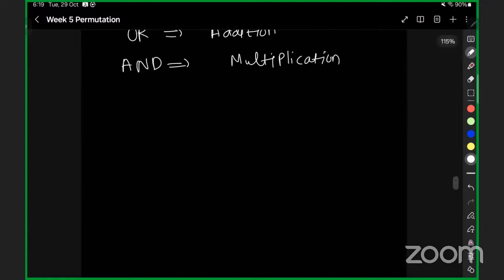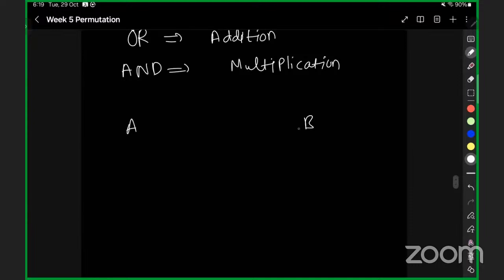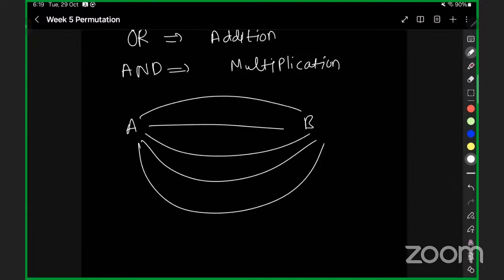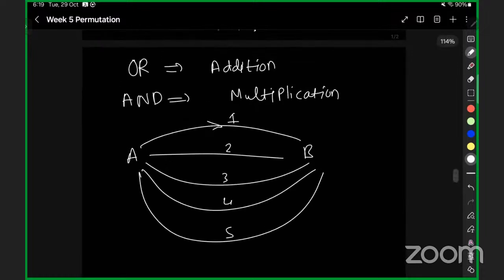So let's say I tell you that from A station to B station, you can go in 5 ways. So you can go either with the first path, or you can go with the second path, or you can go with the third, or the fourth, or the fifth. So that's how we get addition. Addition is "or".